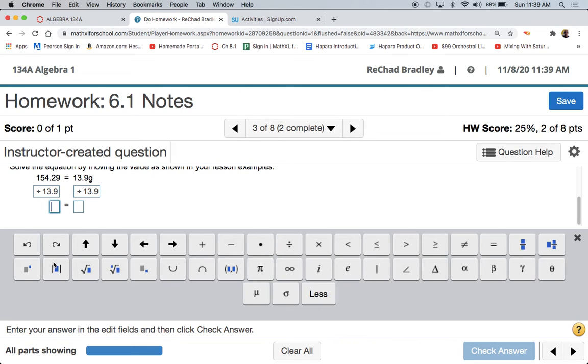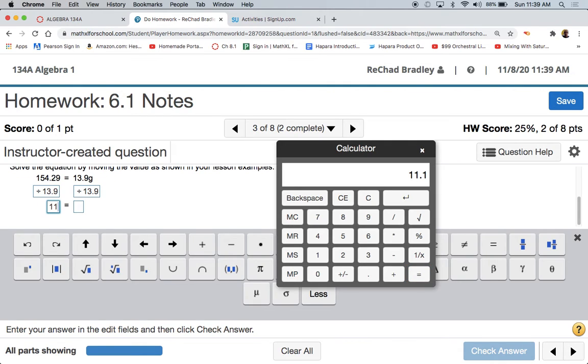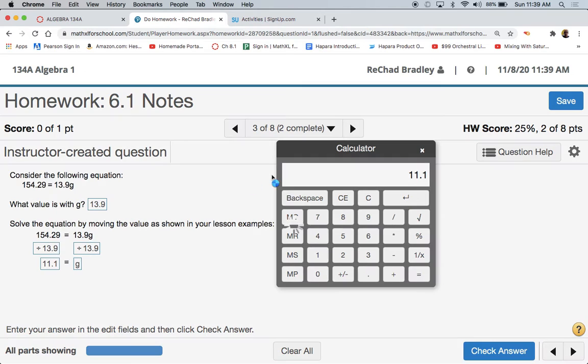154.29. I'm sorry, I keep doing this on my calculator in my hands. 154.29 divided by 13.9. Yes, it's going to be a lot of calculator work, but that is also a skill that you need. 11.1. And remember that once that goes away, G is what comes down.